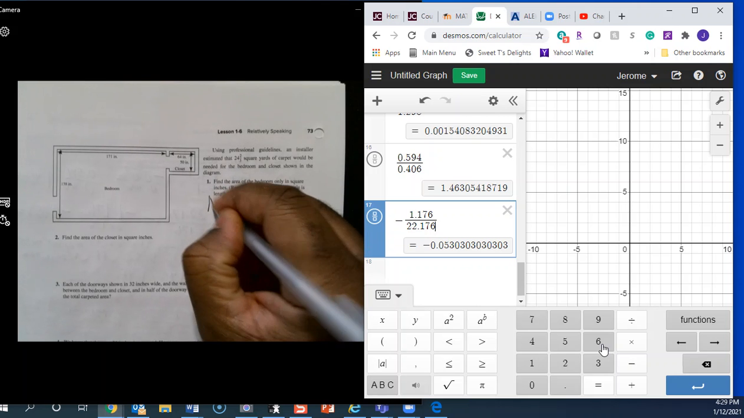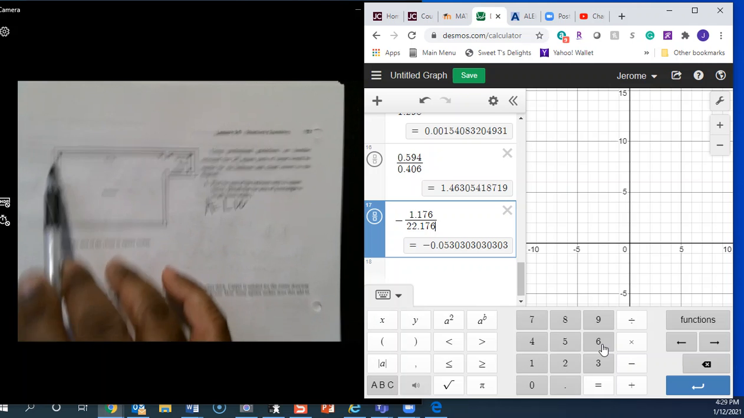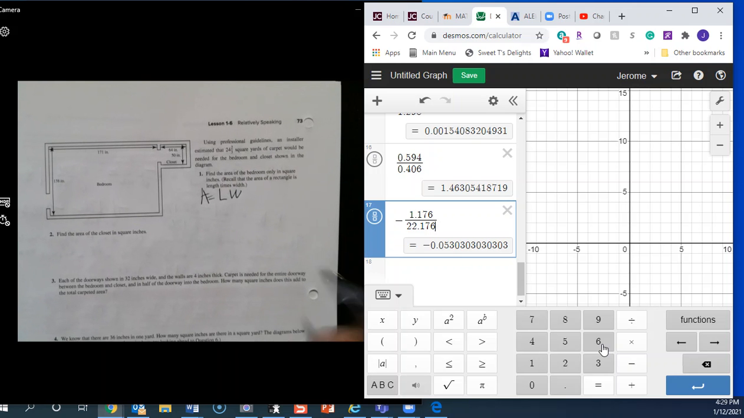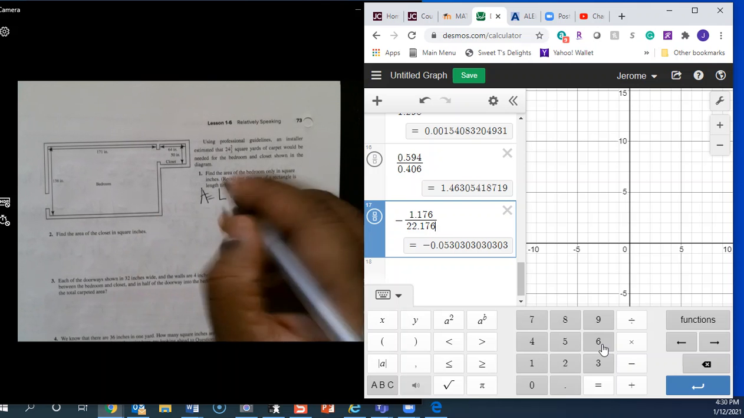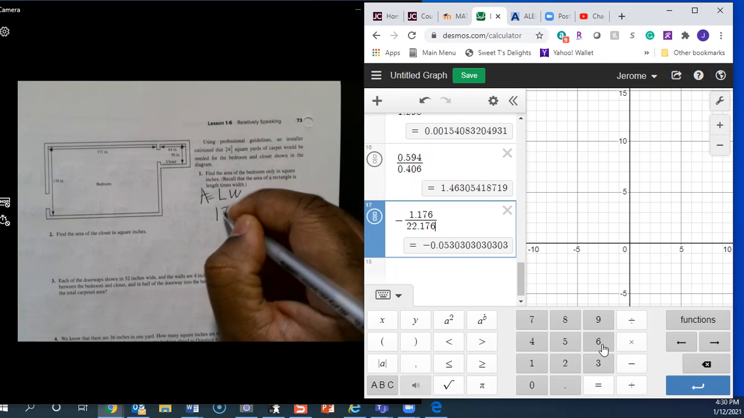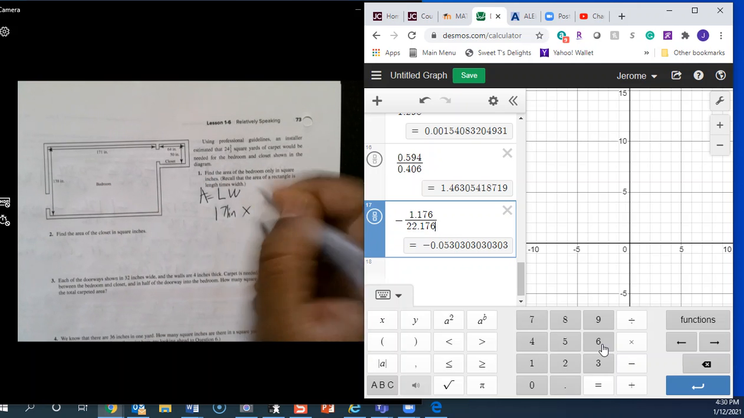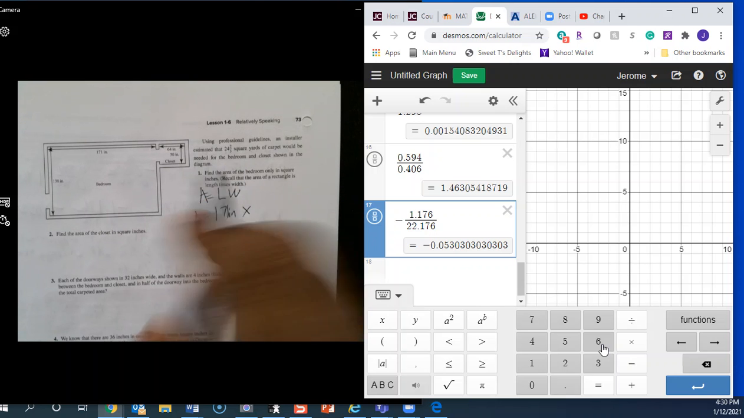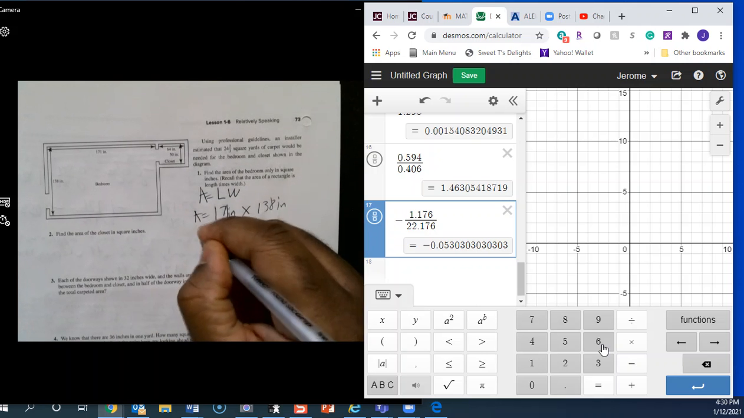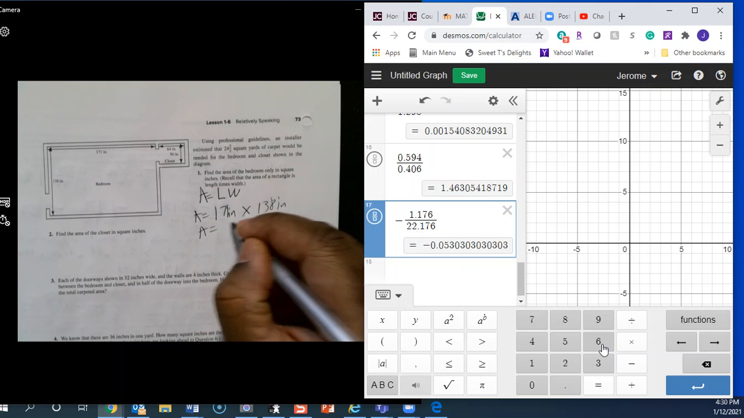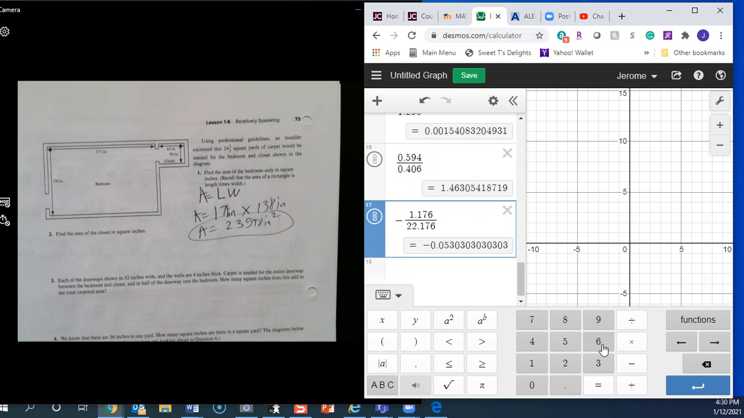So we have, first of all, area is equal to length times width, because we're talking about a rectangle for the bedroom. So if we do length times width here, we would have 171 inches multiplied by the 138 inches. So your area here would be 23,598 square inches. That would be your area.